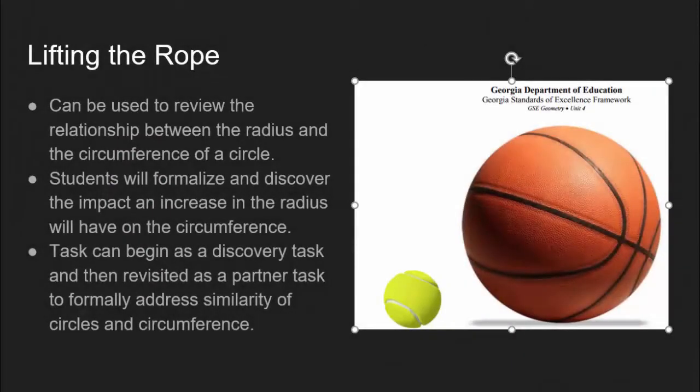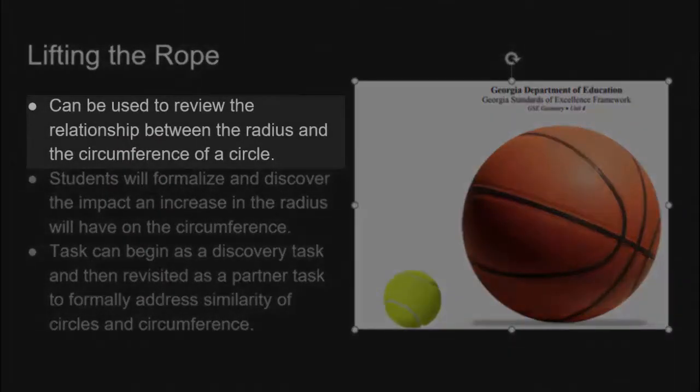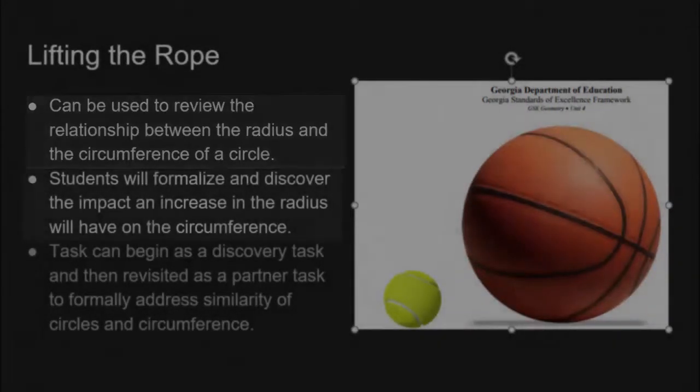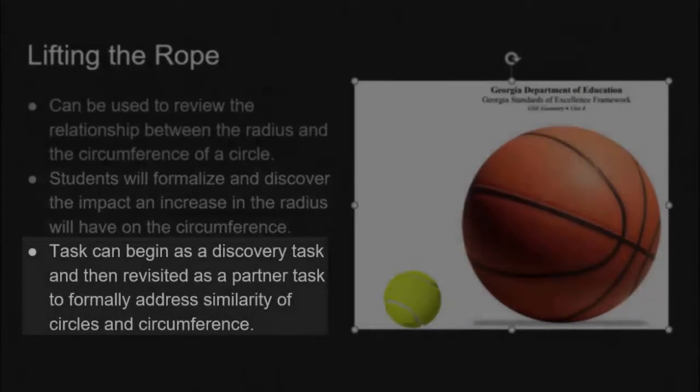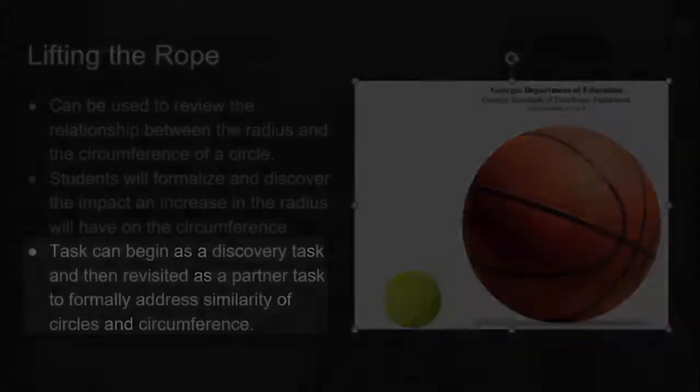The first task being the lifting the rope task, which can be used to review the relationship between the radius and the circumference of a circle. Students will formalize and perhaps discover the impact that an increase in the radius might have on the circumference. This task will begin as a discovery task, and then we'll revisit it as a partner task to formally address similarity of circles and circumference.